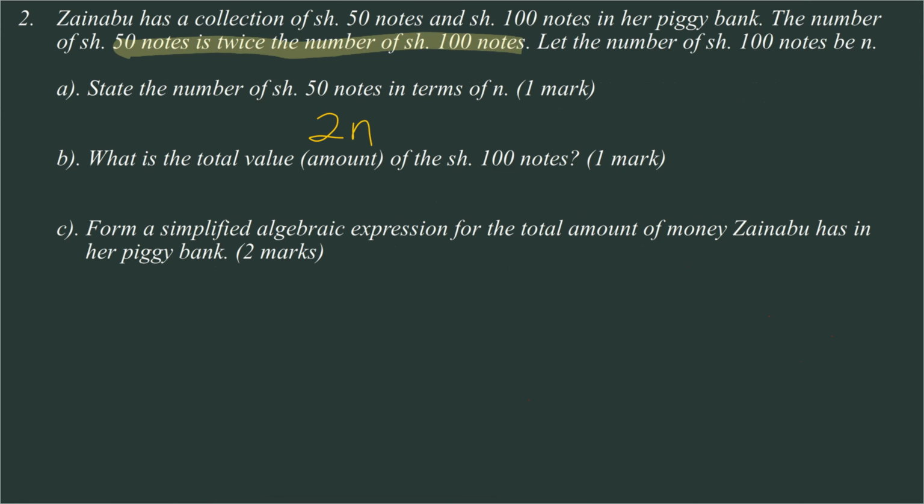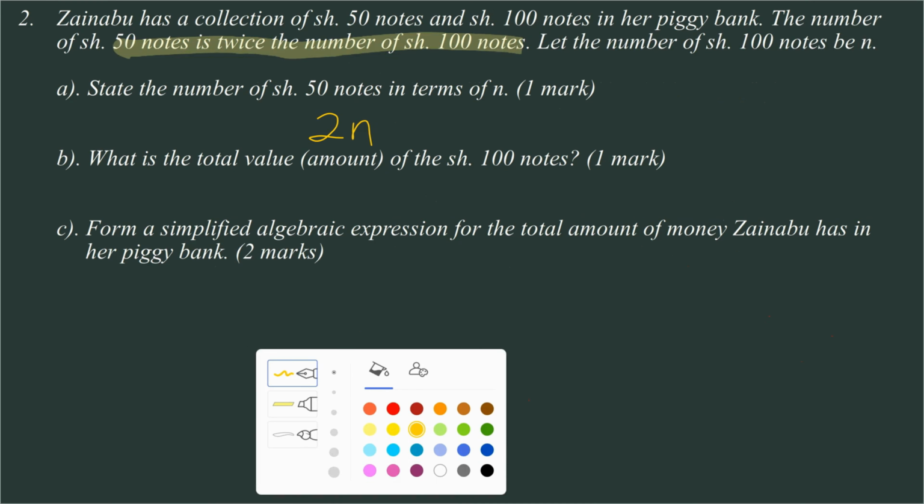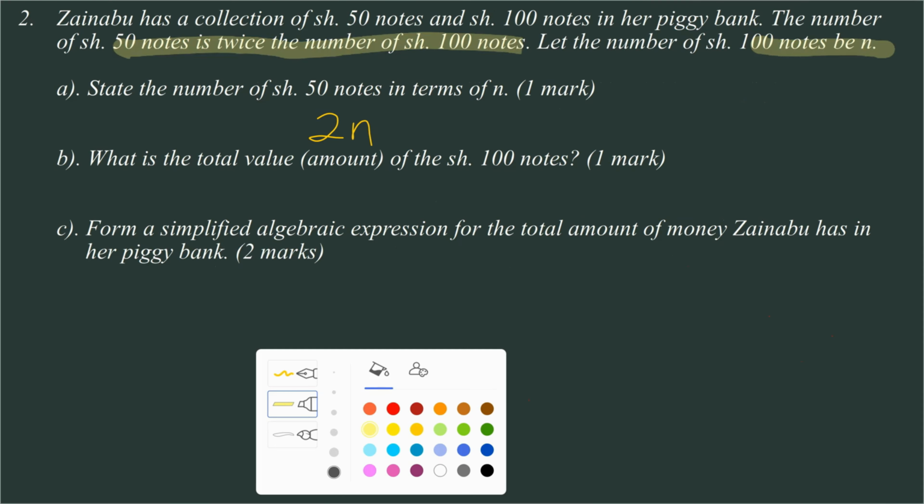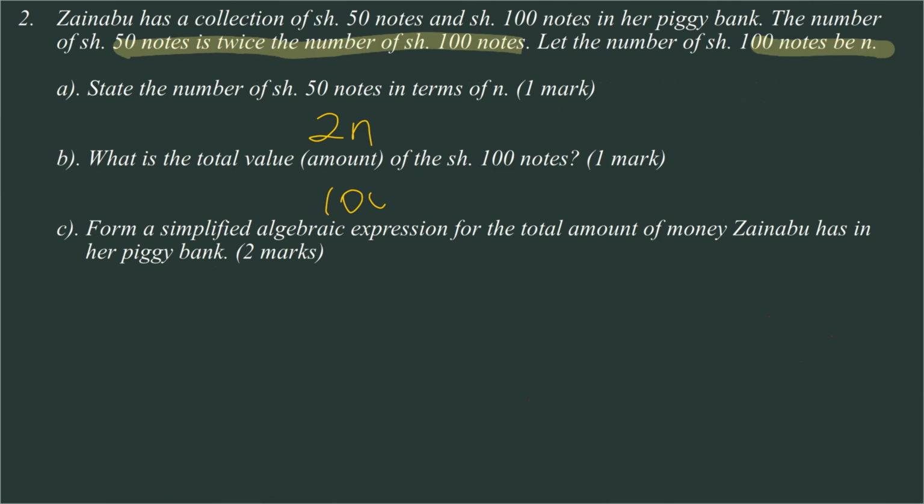That will be 2n. And then what's the total value of the 100 notes? We have n 100 notes, so the total value would be 100 times n, that's 100n. Now form a simplified algebraic expression for the total amount of money the number has in a piggy bank.